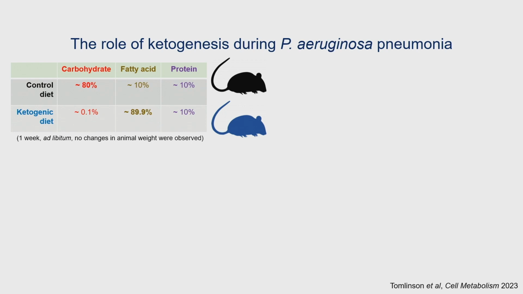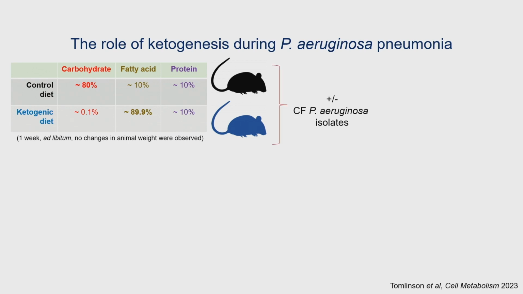And what we did is that we take two groups of animals and we fed them for 8 days ad libitum with either a controlled diet in which almost all of the calories are derived from carbohydrates, or we expose the other group to a ketogenic diet in which mostly all of the calories are derived from fatty acids. As you can see, we maintain a constant amount of proteins. We didn't see any changes in body weights during these short periods. So if you have that question, that is solved.